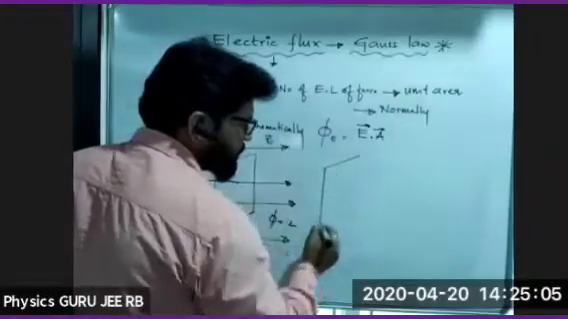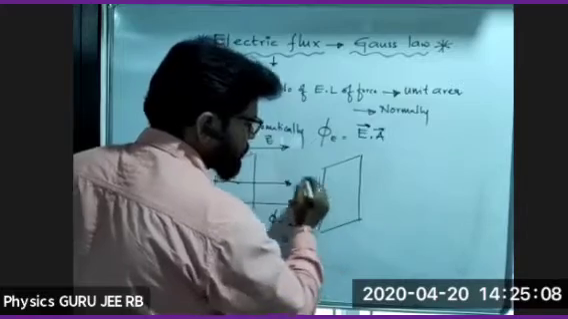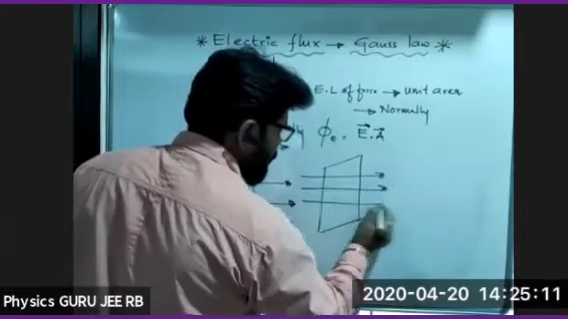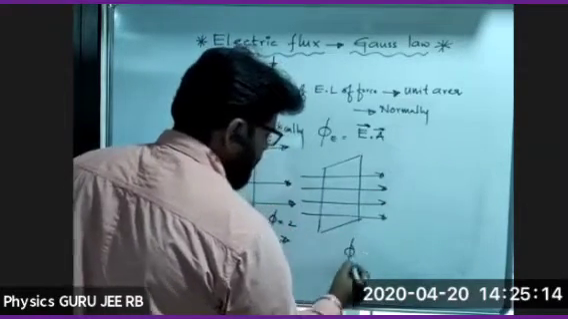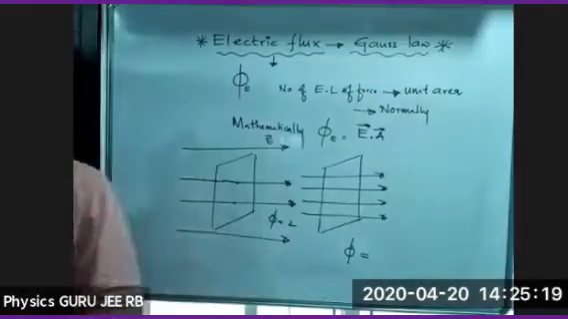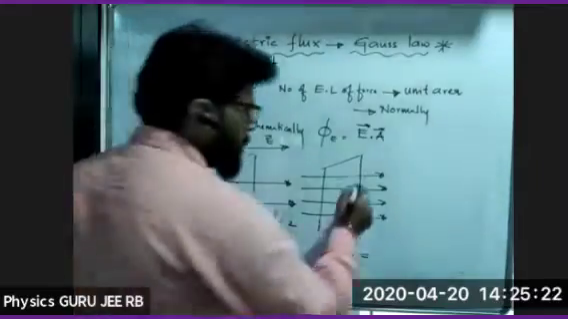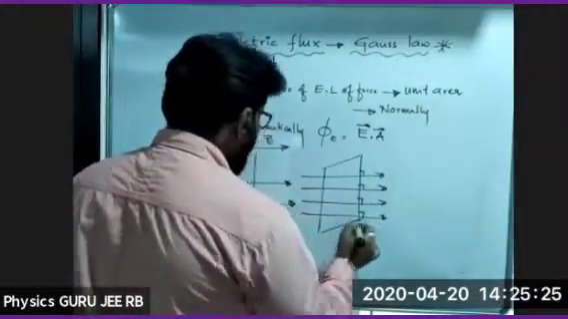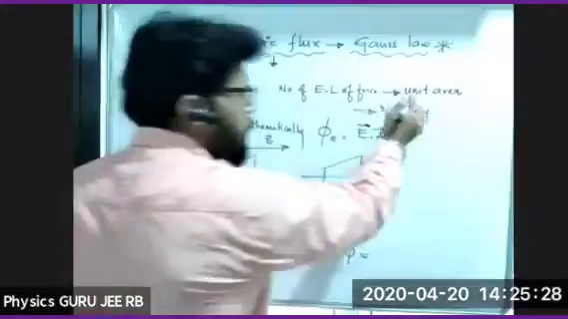Next, if I take 1, 2, 3, 4. Now, what is the flux here? How many lines are passing through this one? What is the flux? See, perpendicular. Normal. Unit area normally.